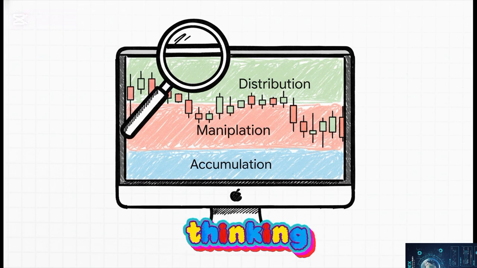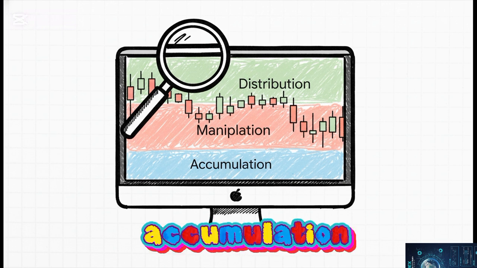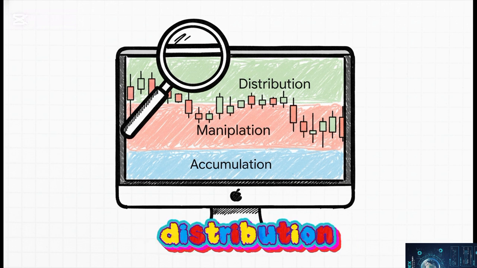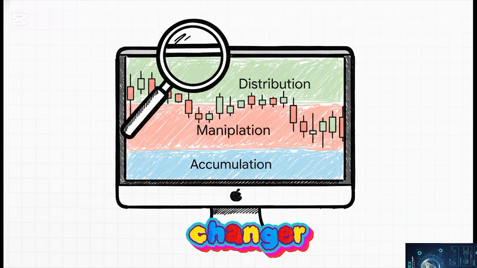Now, you're probably thinking, how am I supposed to spot all this in real time? Well, you don't have to guess. There's this fantastic indicator on TradingView called Power of Three by TF Lab. It automatically color codes your chart, literally showing you the accumulation, manipulation, and distribution zones. It takes all the guesswork out of the equation. It's a real game changer.